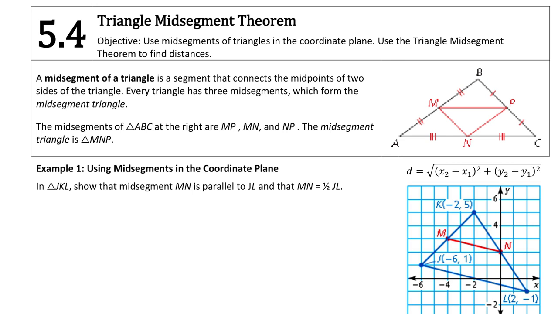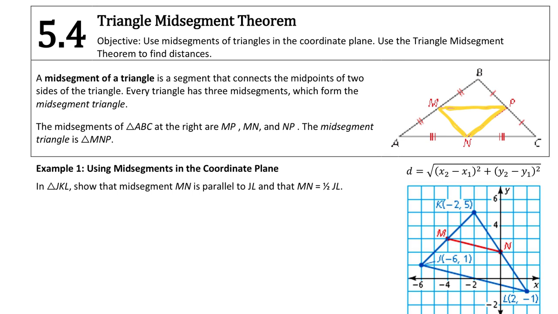So I'm going to trace the mid-segment triangle in yellow to the right here. MN is a mid-segment. It connects the midpoints of AB and AC. MP is a mid-segment. It connects the midpoints of BC and AB. And then NP is a mid-segment. It connects the midpoints of BC and AC. And that forms the mid-segment triangle.